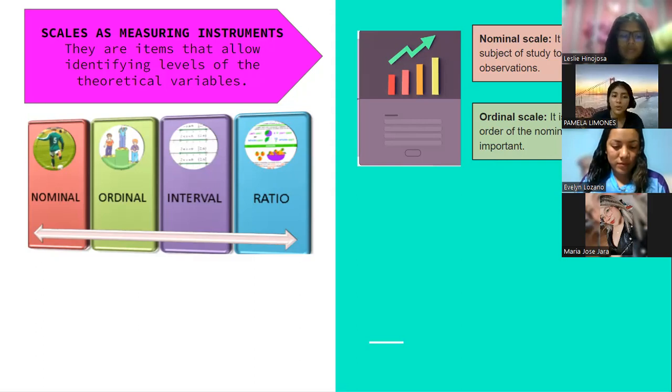Then we have the ordinal scale. The ordinal scale shows the properties of nominal data, but now order makes sense, so the order is going to be important. So if we make a comparison between the nominal scale and the ordinal scale, the nominal scale is going to be based on the name of the level of the subject of study, and the ordinal scale is going to be ordered from the most important to the least important things.